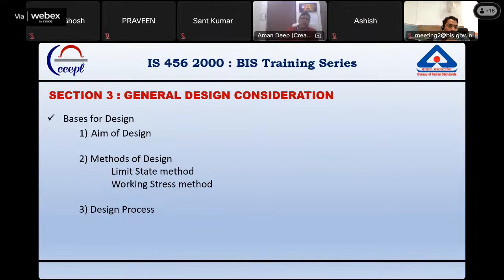In the present IS 456, we have the limit state method of design in the main body and the working stress method in the annexures. So generally, it is recommended to go for the limit state method of design as per the prevailing code. And I must tell that in the revised IS 456, it will be guided to go only for the limit state method of design. The working stress method for RCC will not be permissible.